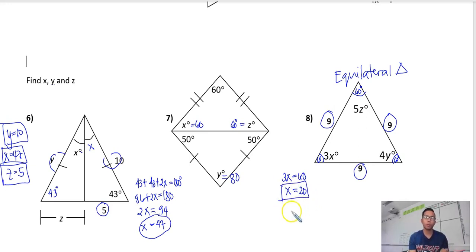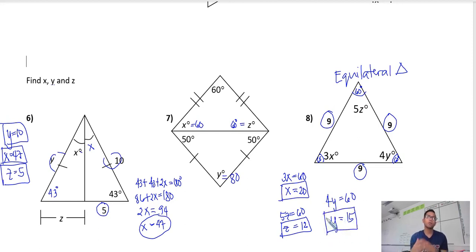Now we have to repeat the process with the 5z and 4y. So 5z is equal to 60. Divide both sides by 5. So z is equal to 12. All right. And the last one, it's again the same procedure. 4y is equal to 60. Divide both sides by 4. So y is equal to 15.